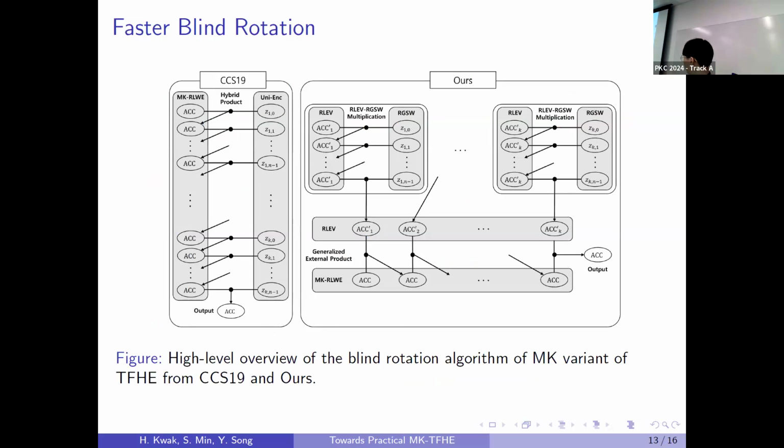Now let's see the high-level overview of CCS19 and our algorithm. In CCS19, the monomials have to be multiplied to the test vector sequentially, but in our algorithm, we can just independently compute monomials and merge them together at the end of the computation.